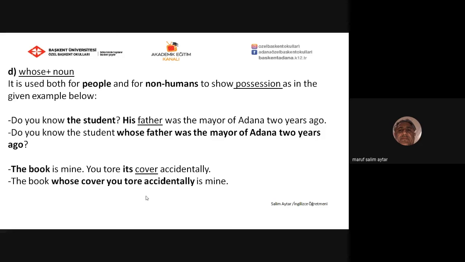There is another one, and that is whose. After whose, we have to have a noun, actually. Okay? It is used both for people and for non-humans, I mean to say things and animals, to show possession, as in the given example below. Do you know the student whose father was the mayor of Adana 2 years ago? The book whose cover you tore accidentally is mine, belongs to me.